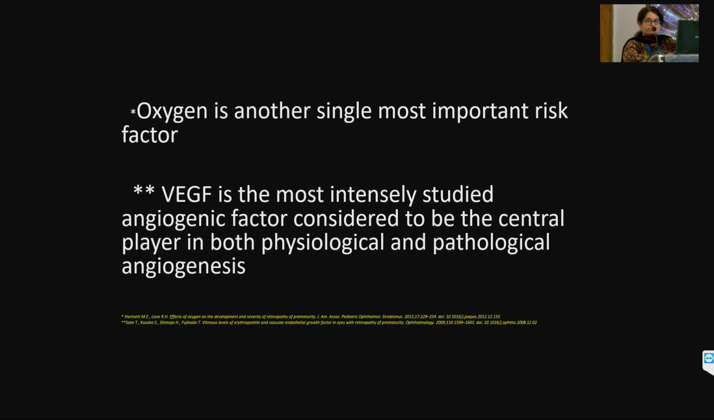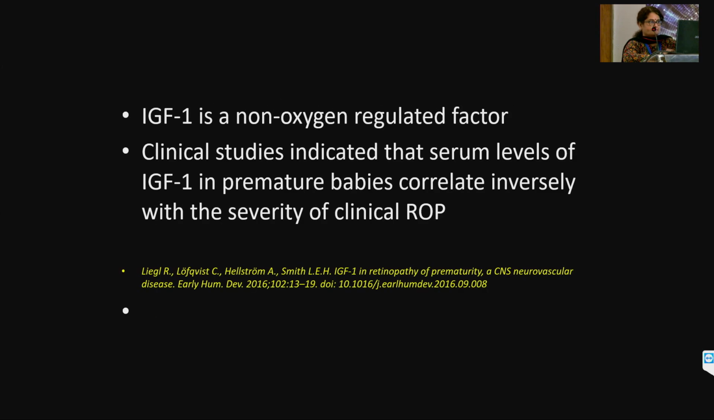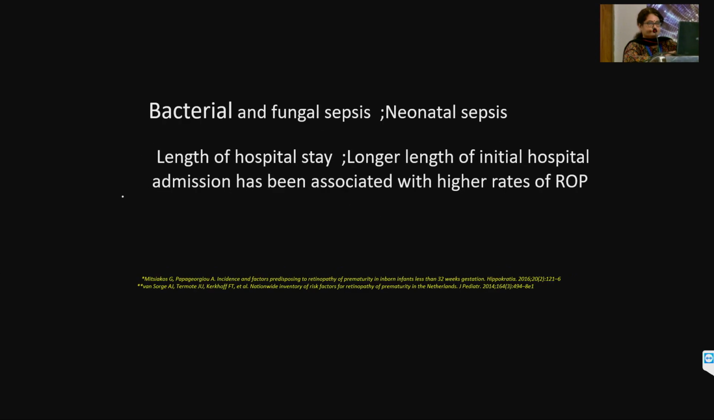VEGF is the most intensely studied angiogenic factor, considered to be the central player in both physiological and pathological angiogenesis. Insulin-like growth factor is a non-oxygen regulated factor, and clinical studies indicated that there is an inverse relationship between IGF levels and severity of clinical ROP. And we know that if there is bacterial and fungal sepsis, the child is more prone to ROP, and a longer initial hospital admission will obviously be associated with higher rates of ROP.